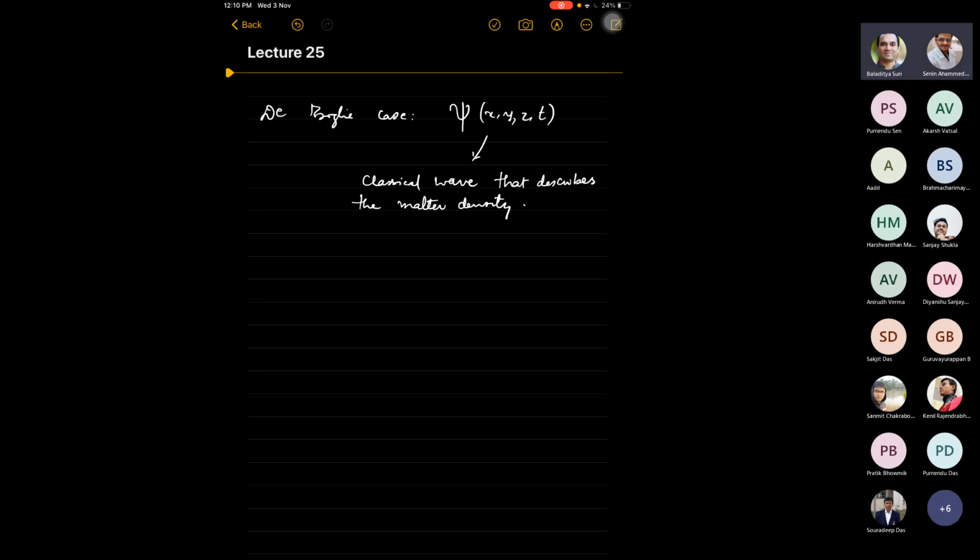But why can we extend this de Broglie wave function to 3n dimensions like what Schrodinger did? That is precisely what gives you the Schrodinger's equation.